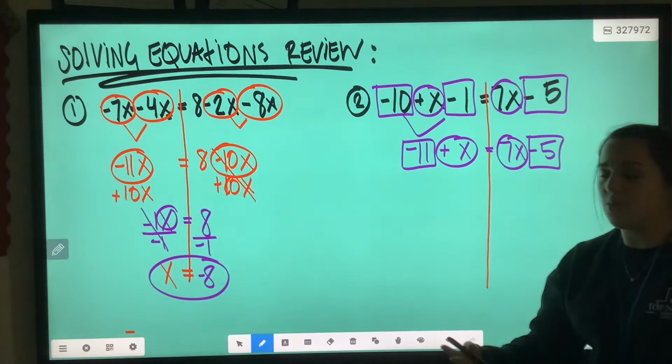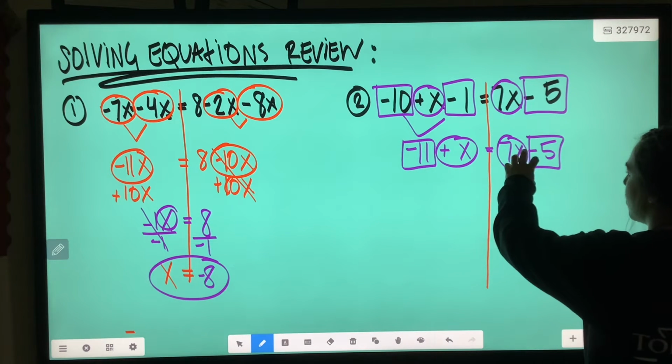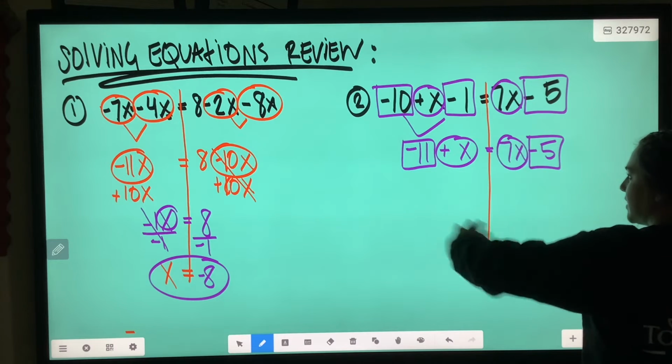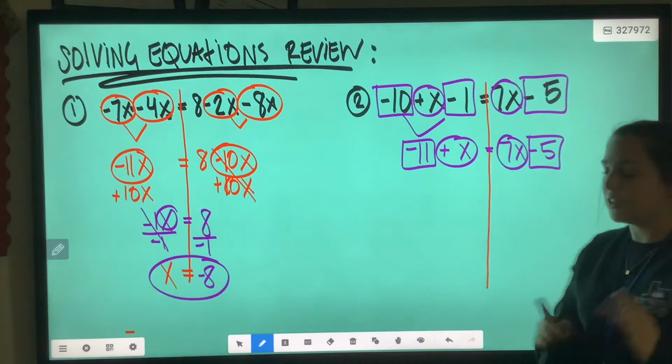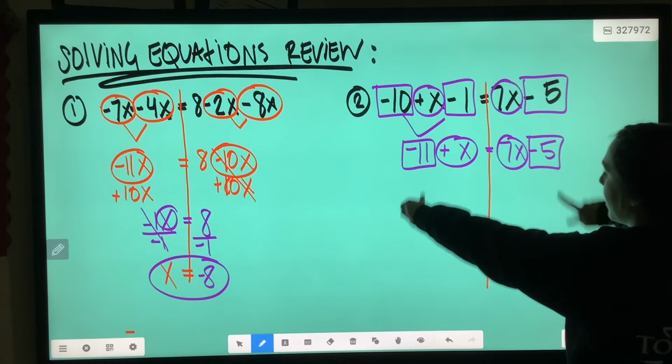Now, at this point, you can kind of move what you want. I could take this plus x and move it over here, or I could take this 7x and move it over here. Either way, it has to go with the x's though. Same thing for the constant numbers. They have to go with each other and no one else.